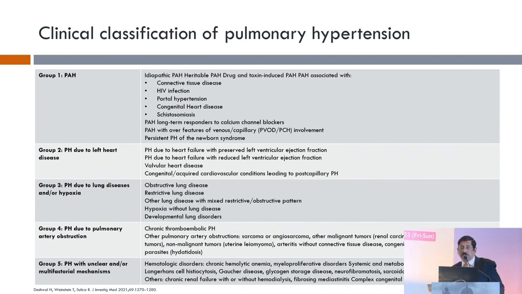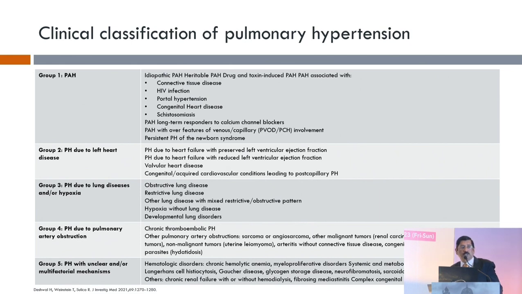This is the classification of pulmonary hypertension. This is the WHO classification. As per this, group 1 includes idiopathic pulmonary arterial hypertension, heritable pulmonary arterial hypertension, and toxin-induced pulmonary arterial hypertension, besides pulmonary hypertension arising from congenital heart disease or schistosomiasis. In India, or in fact in Southeast Asia, schistosomiasis is a very important cause of pulmonary arterial hypertension.